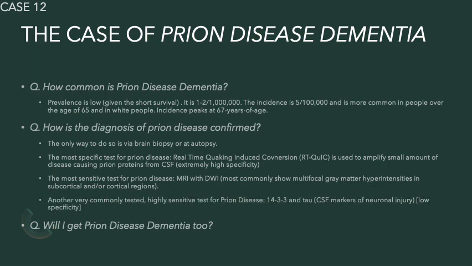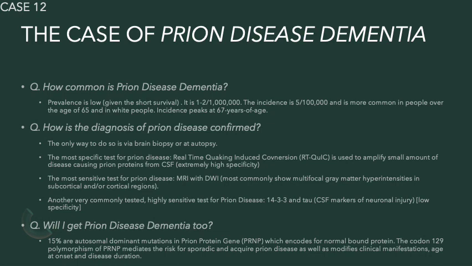Another very commonly tested, highly sensitive test for prion disease is 14-3-3 and tau. These are CSF markers of neural injury. They have quite low specificity for prion disease. Will I get prion disease dementia too? 15% of cases are autosomal dominant mutations in prion protein gene PRNP, which encodes for normal prion protein. The codon 129 polymorphism of PRNP mediates the risk for sporadic and acquired prion disease, as well as modifies clinical manifestations, age at onset, and disease duration.